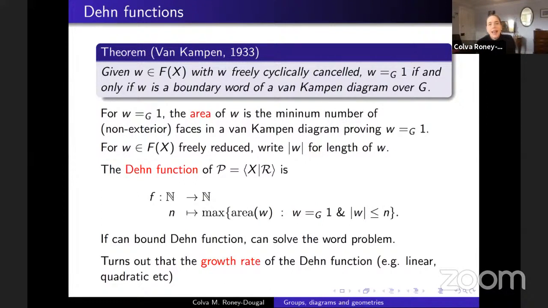Now, it turns out the actual Dehn function of a presentation depends on what presentation you've written down. But the type of growth, so is it a linear function? Is it something like n goes to lambda n plus c for some constants lambda and c? Is it a quadratic function? Is it an exponential function? That depends on the group, not the presentation. So a group can have lots of different presentations, but the growth rate doesn't depend on which presentation you pick. It just depends on what group you picked.